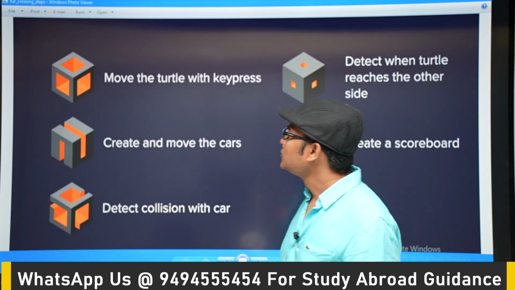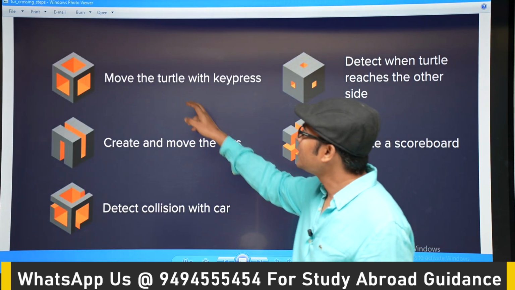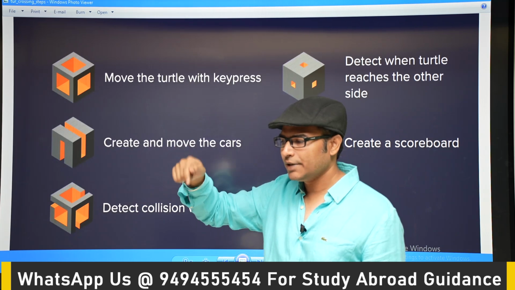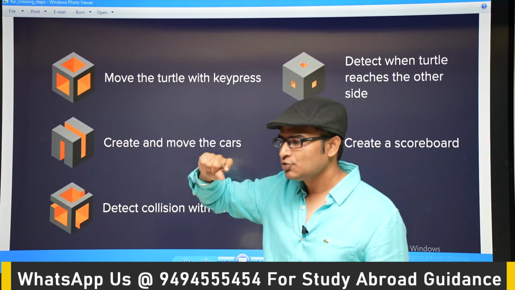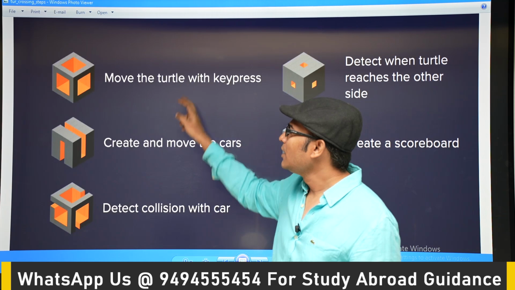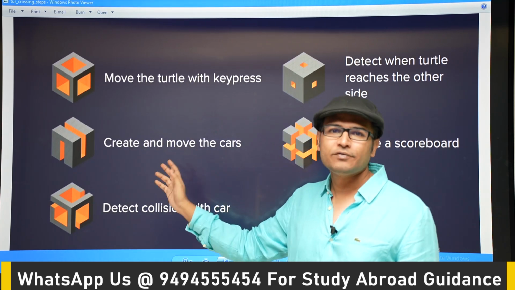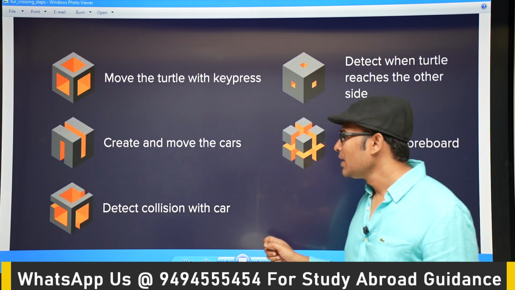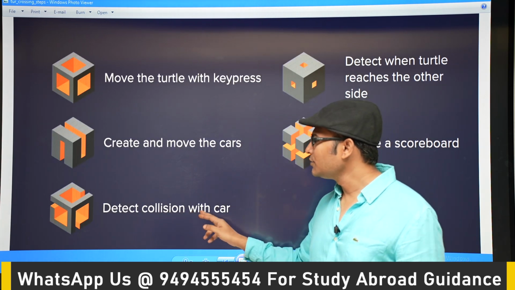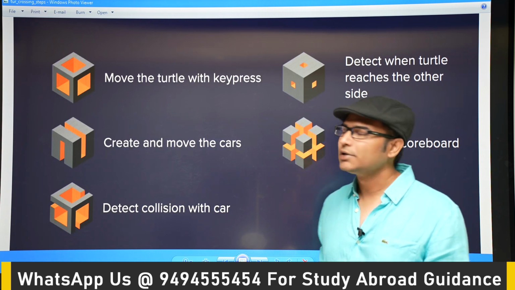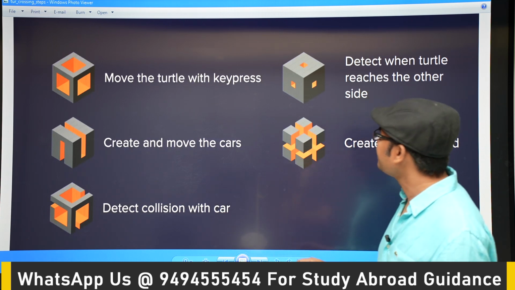First, you have to create and move the turtle with a key press, which means if you press up, our turtle has to move up. That is the first step. Then create and move the cars. Cars should move from right to left or left to right. That is up to you. Then you have to detect the collision with the car. Whenever there is a collision with the car, you have to say game over.